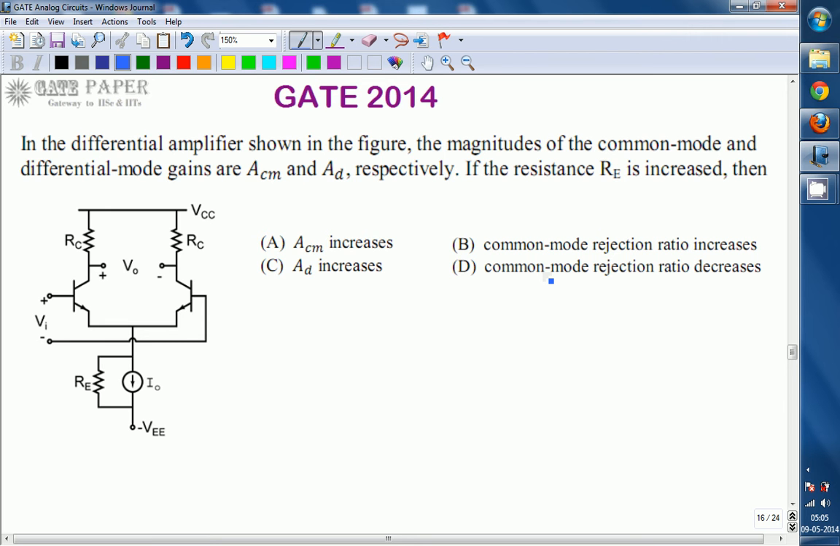B. Common mode rejection ratio increases, C. AD increases, D. Common mode rejection ratio decreases. The right option for this question is B. Common mode rejection ratio increases.